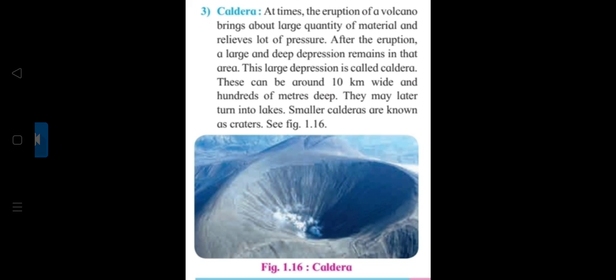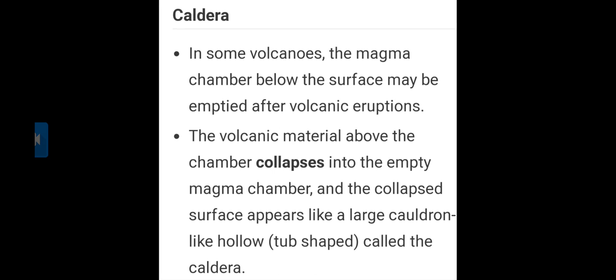So students, different volcanic landforms are there. First one was lava dome, then lava plateau and caldera. They may later turn into lakes. Smaller calderas are known as craters. You can see this in figure 1.16. Then when we come to the next one, more information about caldera.